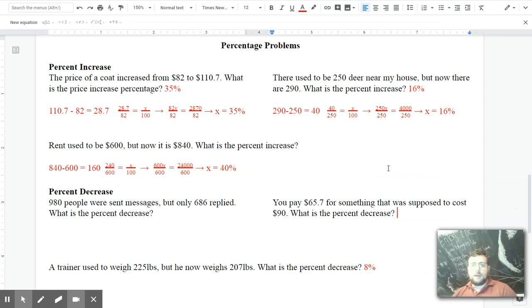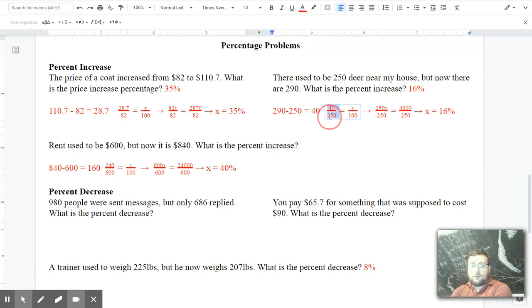So here we are with the answers for the next two problems. On this one, if you figured out that the difference between the new deer and the old deer is 40, because 290 minus 250 is 40, so the deer went up by 40. That's what I'm going to use for the part because it makes my life a little easier. So I set up the diagram by doing 100 and then putting the percentage is what I'm looking for. So I put an X on top of that.